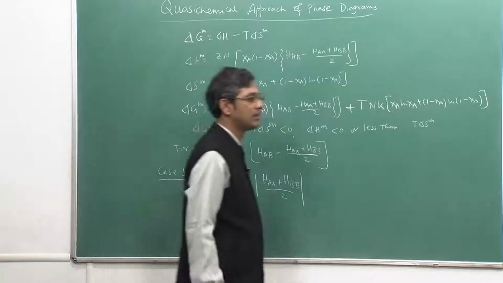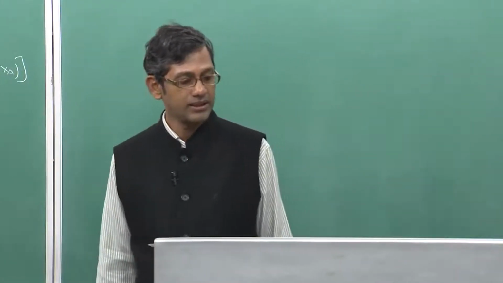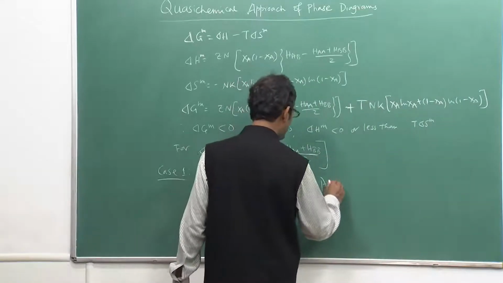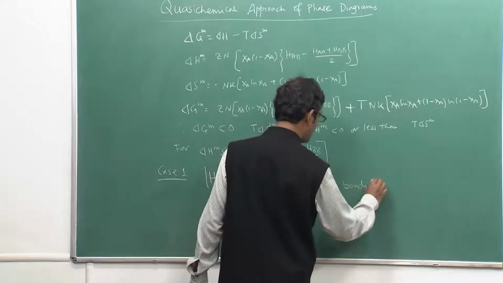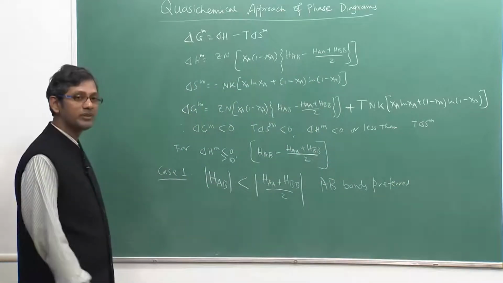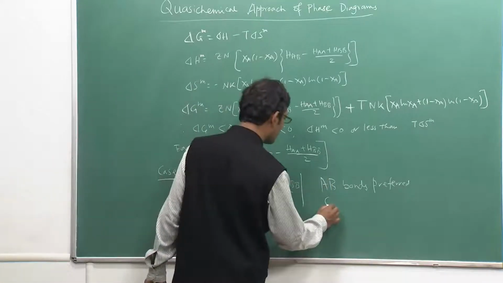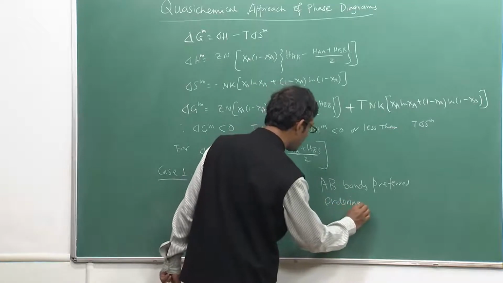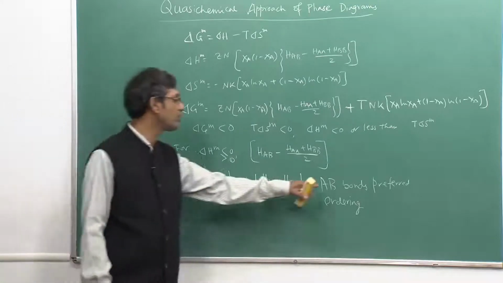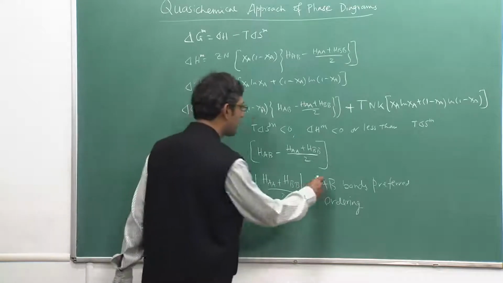So in that situation, what will happen? You will always have AB bonds preferred, but it has low energy. If AB bonds are preferred, the dissimilar bonds are preferred, and dissimilar bonds preferred means you have ordering. What is the meaning of ordering? Let me clarify. Ordering means an A atom will always like to be surrounded by B atoms, or B atoms will like to be surrounded by A atoms. So that is the ordering.